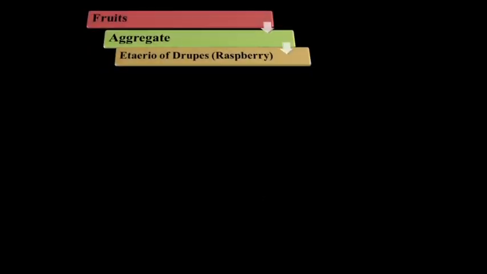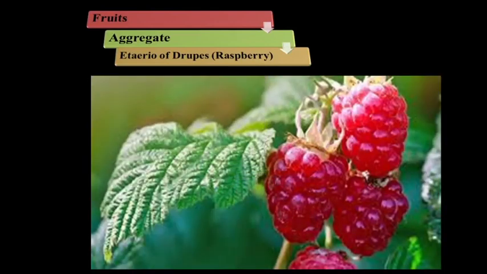Etaerio of drupes means the fruits are drupes, hard and stony in the endocarp. For example, raspberry, where there are many drupes, and this individual unit is a single drupe. These drupes are associated in a group, forming a continuous structure, and it appears like a single fruit. That is the etaerio of drupes. Example, raspberry.